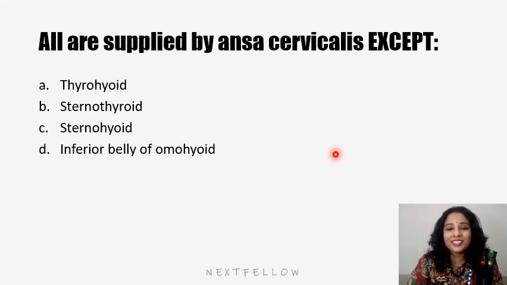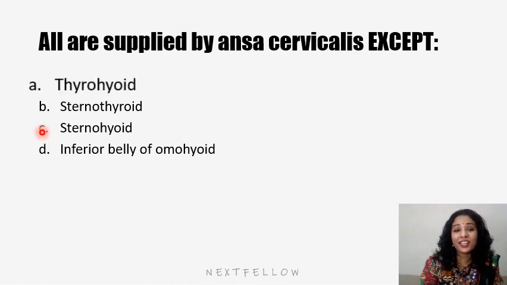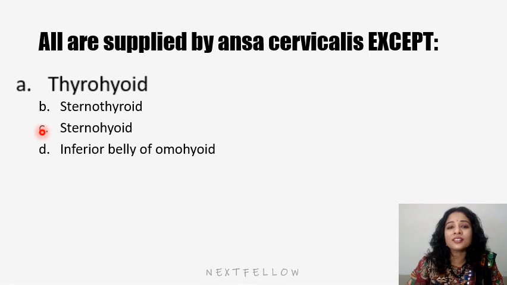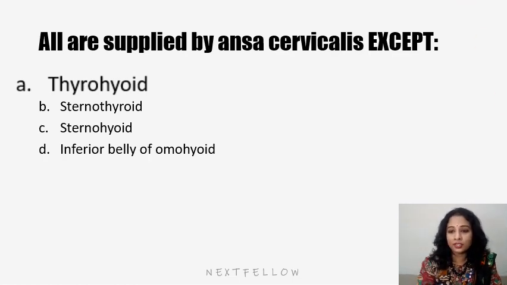So let's see a few questions related to this topic. All are supplied by Ansa cervicalis except. I hope you can answer this. So except thyrohyoid, because it is supplied by C1. Ansa cervicalis supplies most of the infrahyoid muscles in the neck except thyrohyoid and geniohyoid, which are supplied by C1 branches of the spinal cord carried by the hypoglossal nerve.